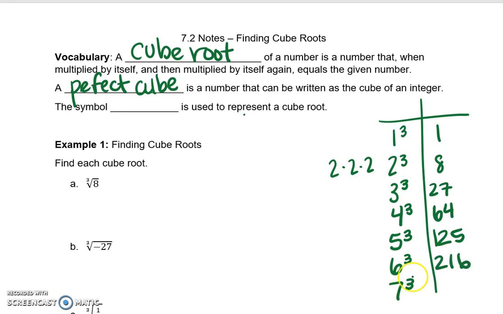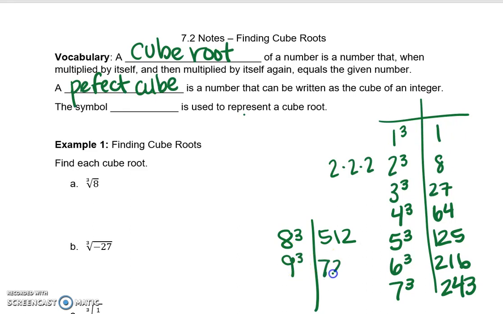7 cubed is 343. 8 cubed is 512. 9 cubed is 729, and 10 cubed is 1,000. So those are the list of cube roots that we will probably have you memorize. So the symbol for a cube root is the square root symbol, but then you have to add a little 3 up there. So that stands for the cube root.